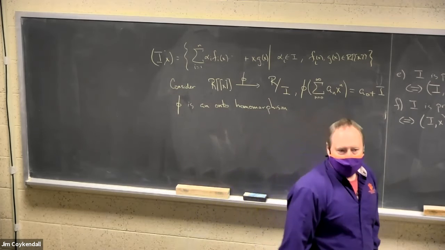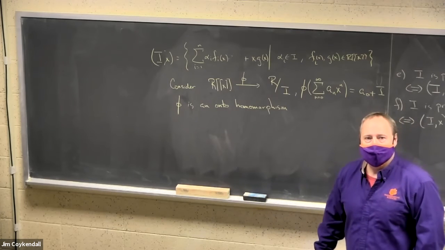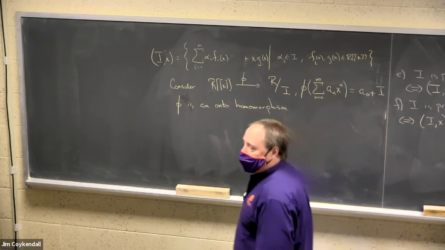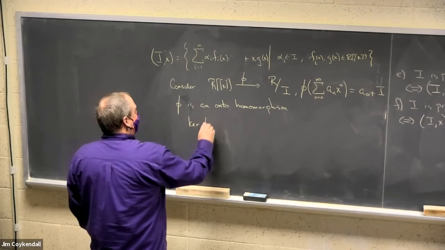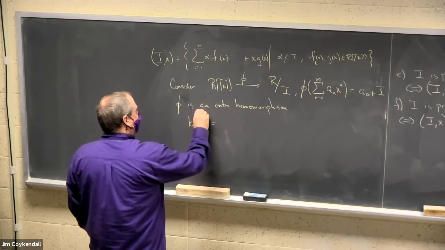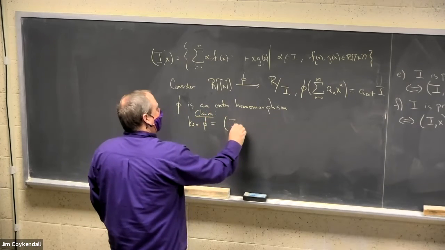Is everybody comfortable with that so far? Any worries so far? Notice that the kernel of phi, I claim that the kernel of phi is actually I comma x.